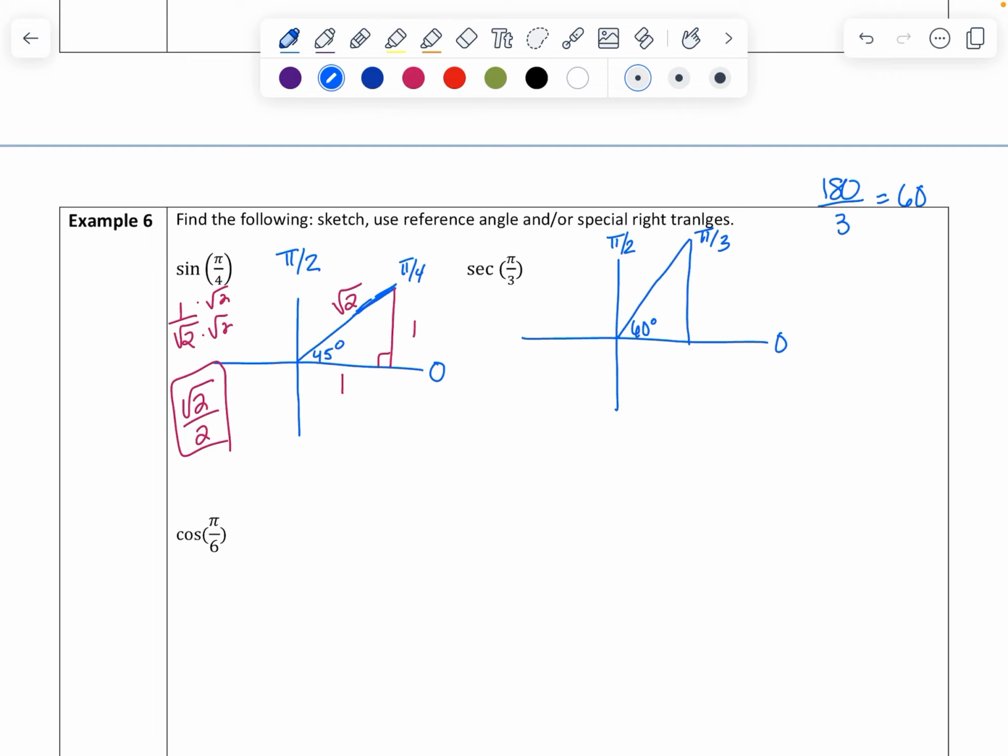So if you want to find secant of pi over 3, you can use the reference angle of 60 degrees. We're in the first quadrant, so this would be my 30 degrees. Across from that would be 1. Across from 60, square root of 3, and 2. And then secant is the reciprocal of cosine, so it'd be hypotenuse over adjacent. Hypotenuse over adjacent would be 2 over 1, so my answer for secant of pi over 3 would be 2.